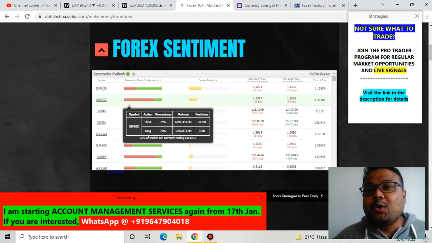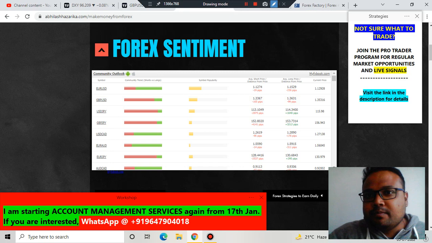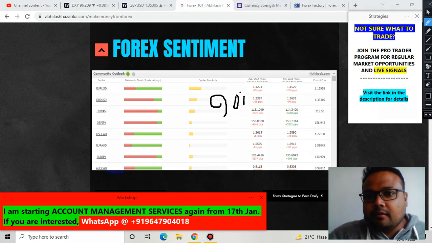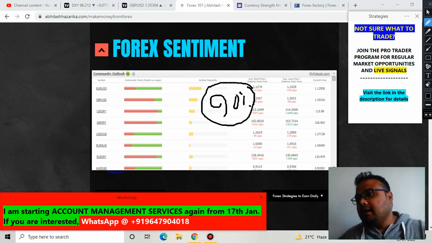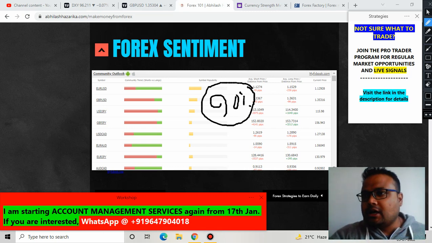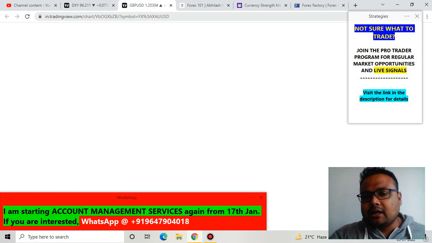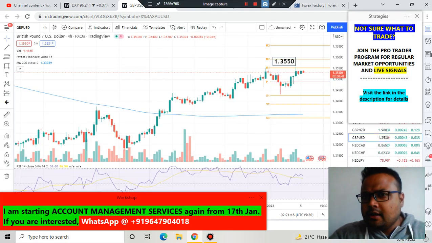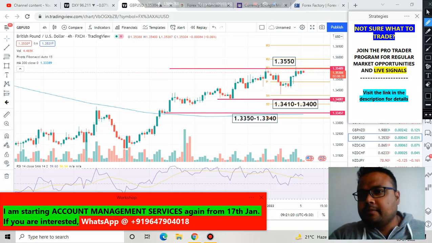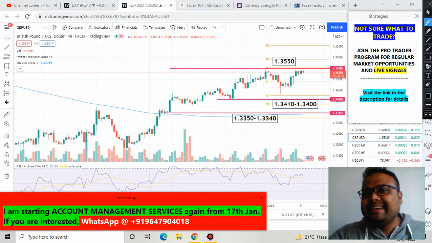And as we all know, 90% of retail traders lose money. Therefore, there is a good possibility of the market going up, because we have seen that the market always moves against the sentiment of the retail traders. Therefore, GBP USD, though standing at resistance, has the possibility of going up. And if you look at the chart, okay, let me explain. If you look at the chart also, there is a good possibility of the market breaking the resistance. Okay, try to understand my words here. Listen to me carefully.